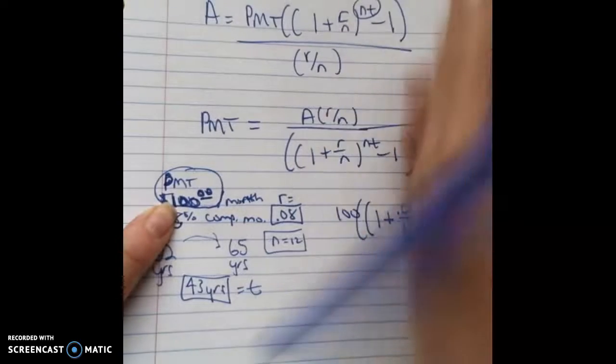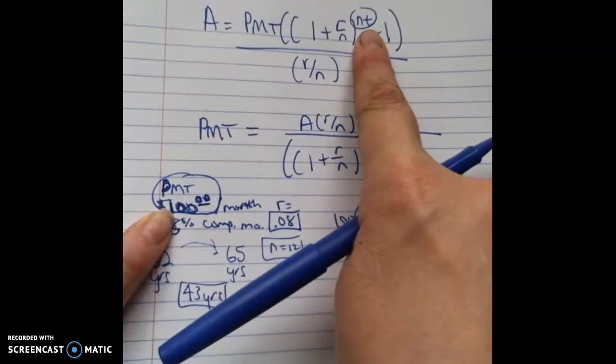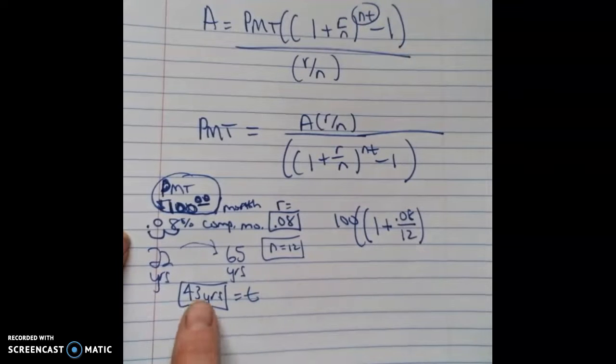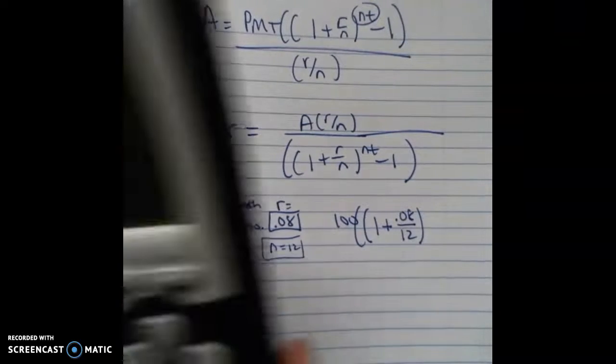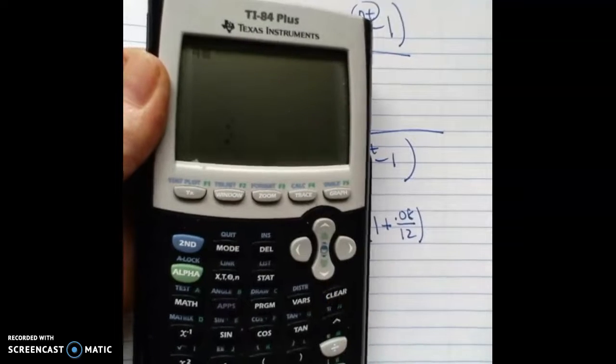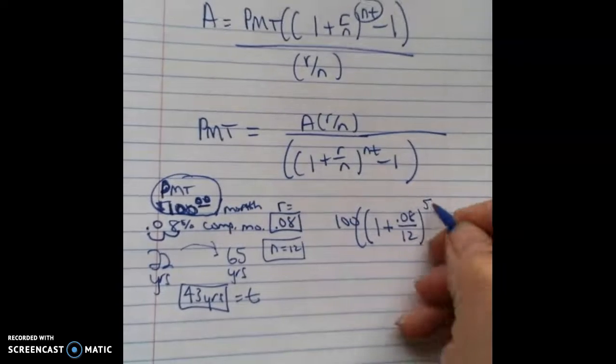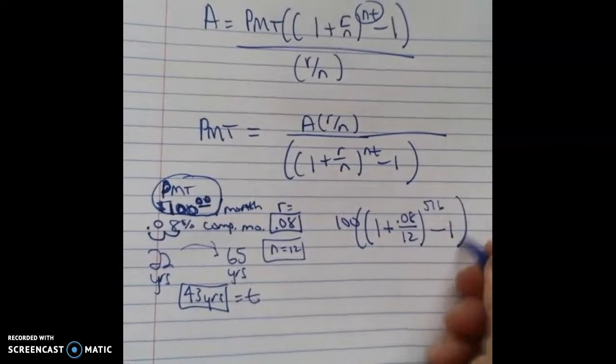This is where I would always multiply these myself. Otherwise, you need another set of parentheses. So n times t. What is it? Time is 43 years, times 12. I'm going to take my calculator, 43 times 12, and I get an exponent of 516, minus 1. And again, end of parentheses.